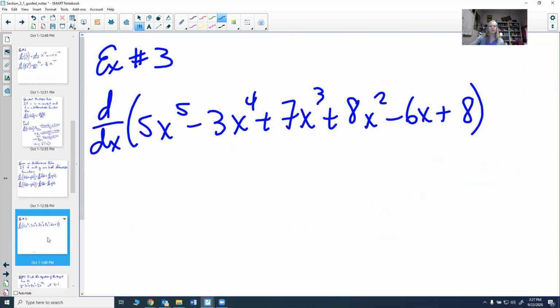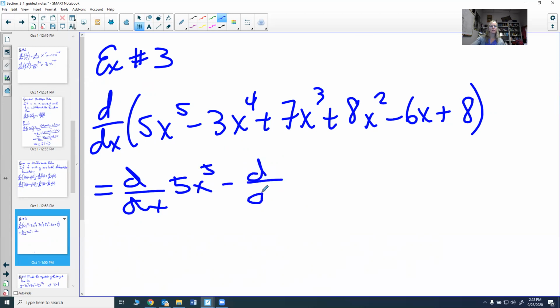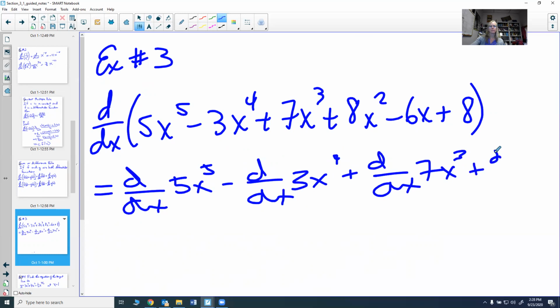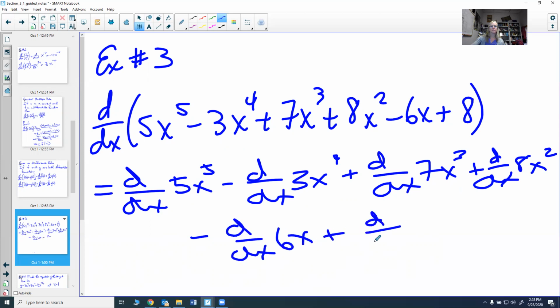So let's find this derivative. I'm going to do it the long way. I do want to point out that you don't need to do it this way, but I'm going to do it the long way just so you can see. This is a derivative of a sum and difference, so I can use the rule I just had that says I can take the derivative of each individual piece, added together or subtracted together. So all I'm doing is using the sum and difference rules that allow me to take these apart and write them as separate derivatives.